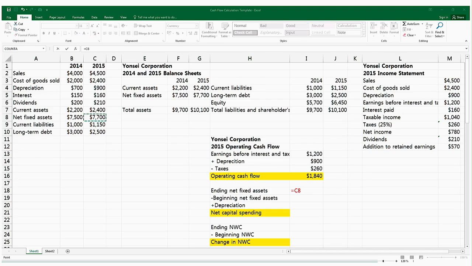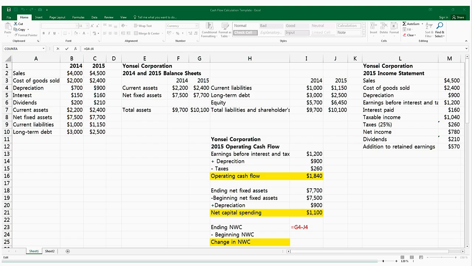Next, let's work on net capital spending. First, ending net fixed assets are in cell C8 or cell G5. Here we are using cell C8. Beginning net fixed assets are in cell B8 or F5. Depreciation is in cell M5. Net capital spending is ending net fixed assets minus beginning net fixed assets plus depreciation. So it is $1,100.